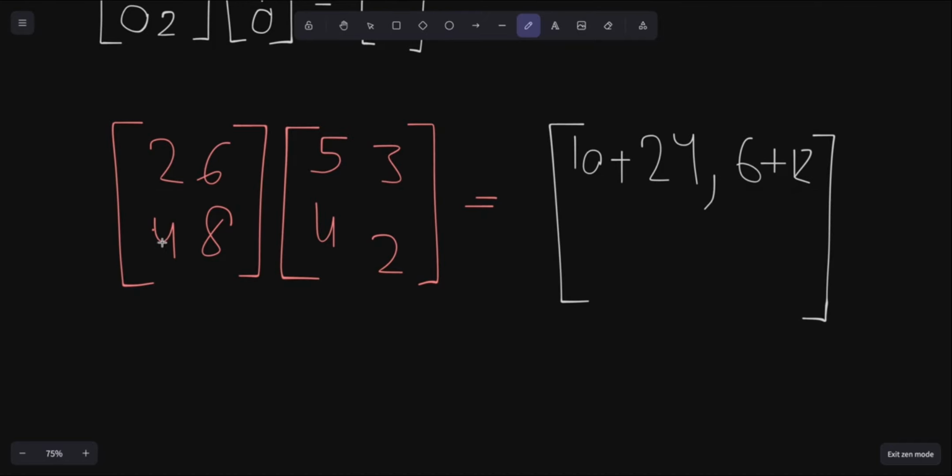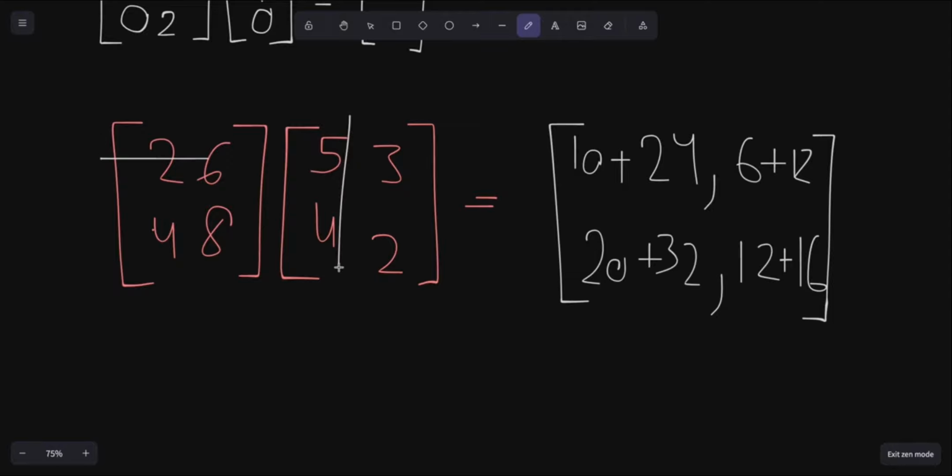And now I'm going to move down, dot product between the second row and first column. So 2 times 5 is 20, 8 times 4 is 32. And then finally, the dot product between the second row and second column. So 4 times 3 is 12, and then 8 times 2 is 16. Okay, so that's how you would do this.